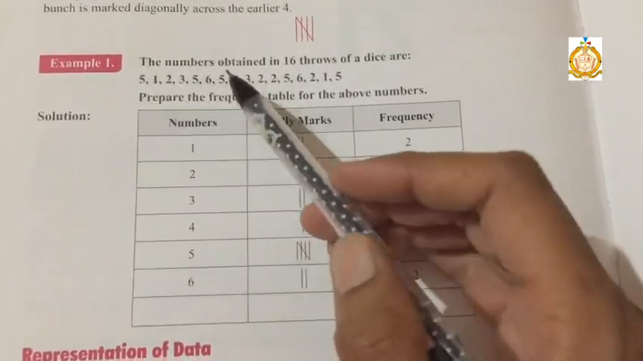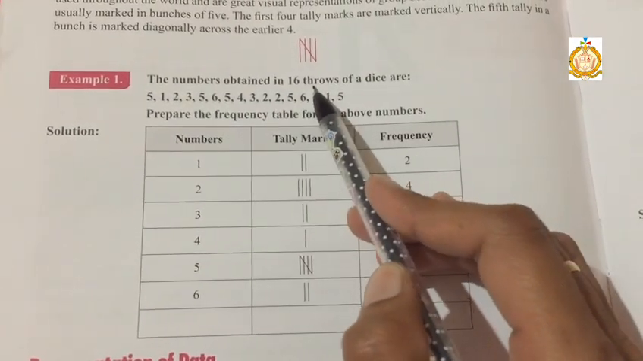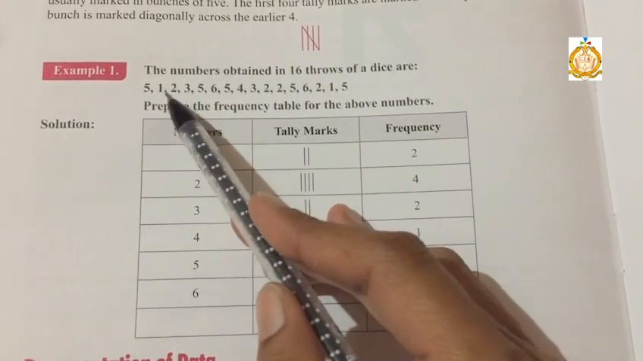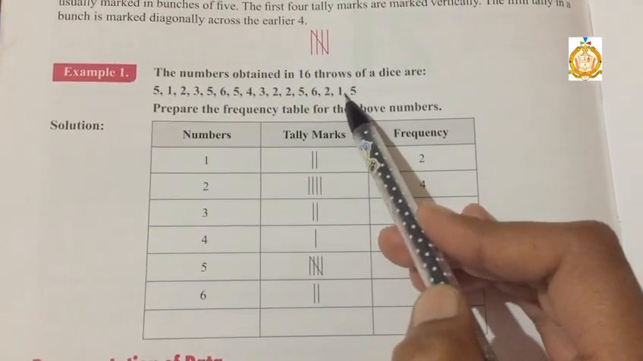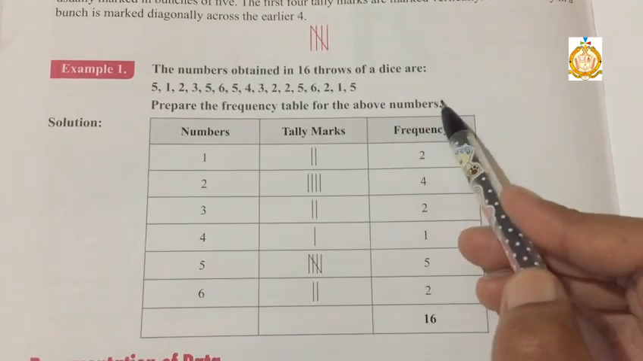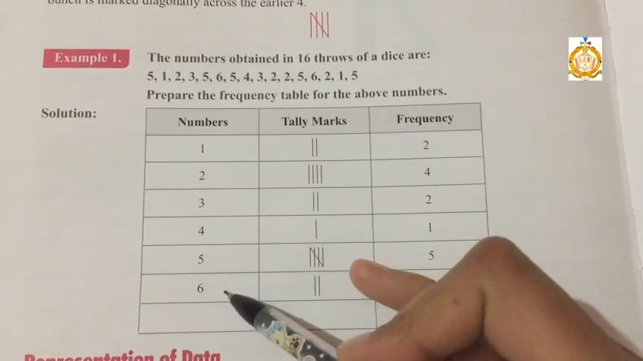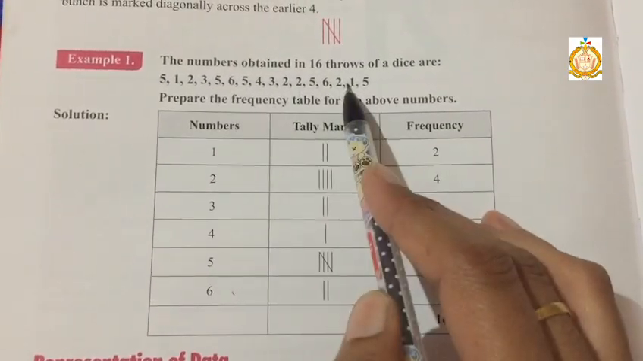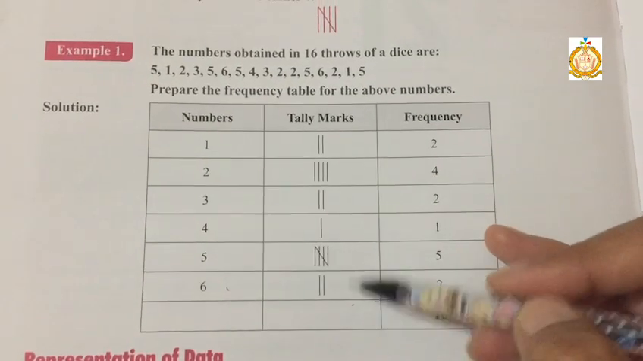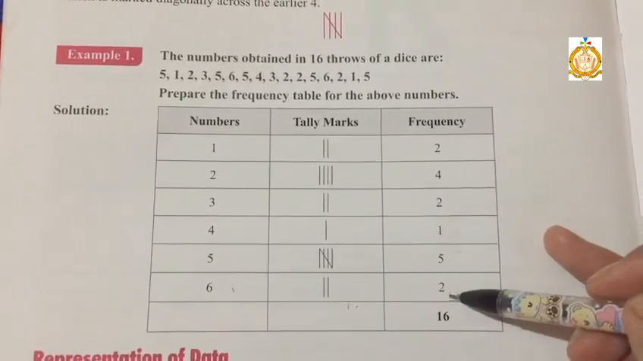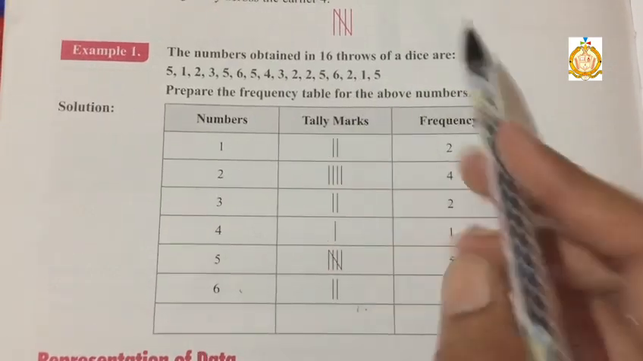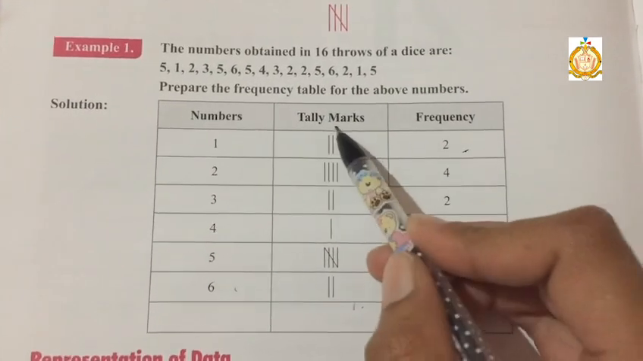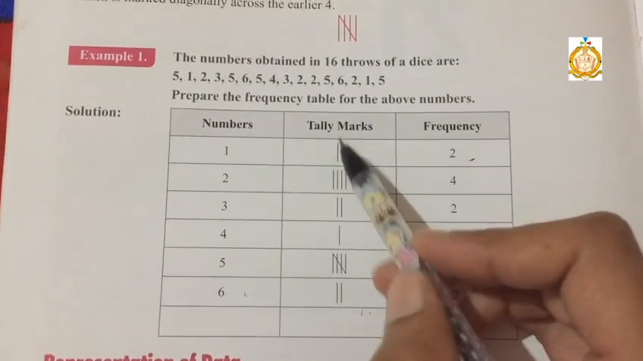In the first example, the numbers obtained in 16 throws of a dice are 5, 1, 2, 3, 5, 6, 5, 4, 3, 2, 2, 5, 6, 2, 1, 5. So prepare the frequency table for the above numbers. These are the numbers 1 to 6. We have to write tally marks here and the frequency. How many times is 1? 2 times, so the frequency is 2. So for tally marks of 1, 2 times, draw these lines.